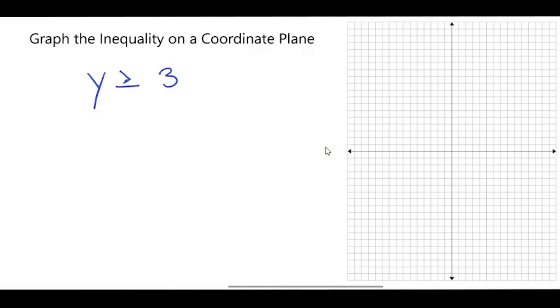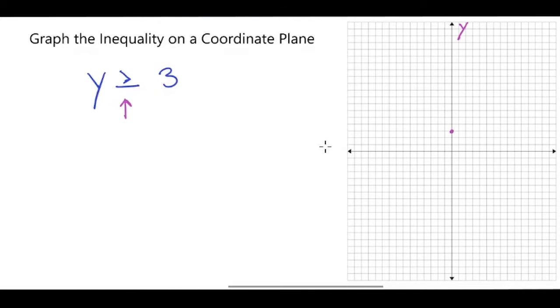Now I'm going to graph the inequality y is greater than or equal to 3. So I'm going to go to my y-axis, which is the vertical axis, and this is going to be +3 on the y-axis, which is going to be right there. And so notice that my inequality symbol is underlined.